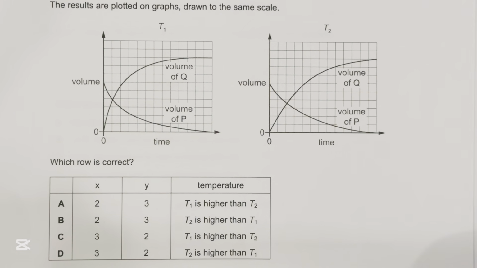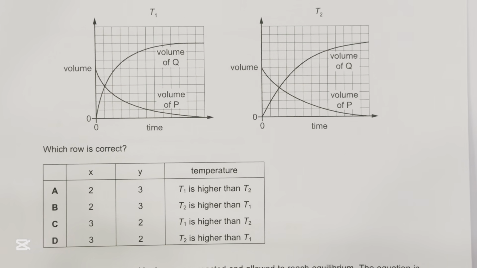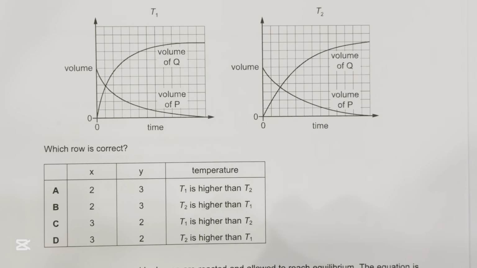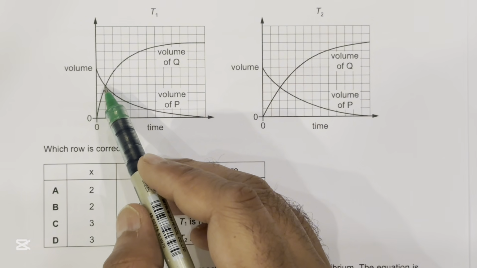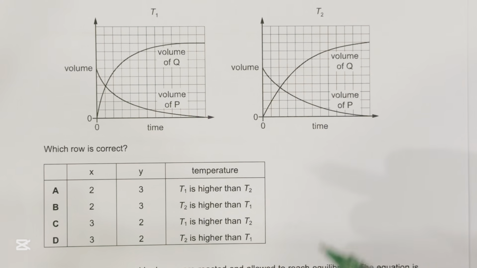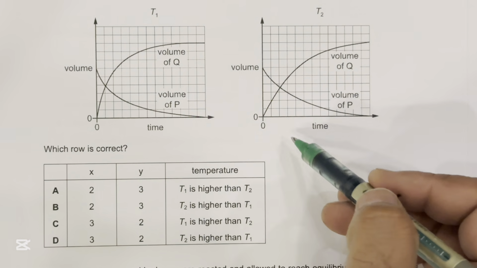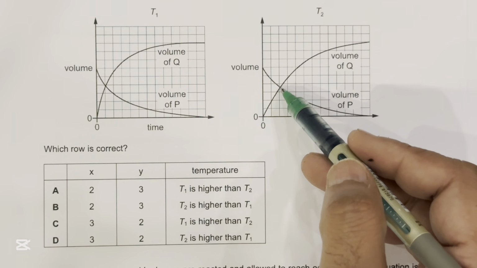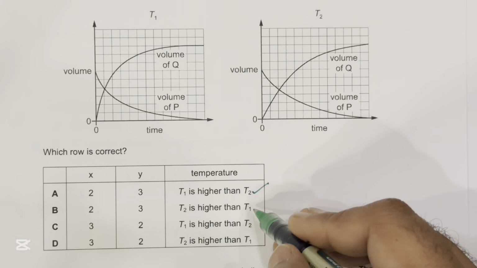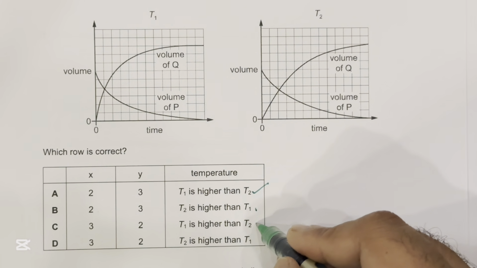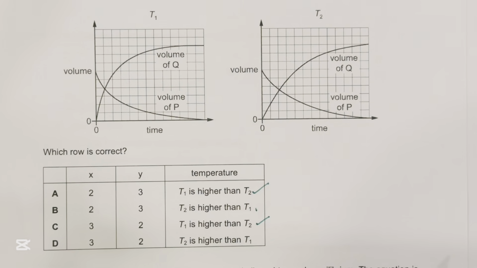Which row is correct? We have to identify it. T1 is a higher temperature than T2. We can see that because at T1 the equilibrium is established at an early point, so it means the temperature for T1 is higher compared to T2. When more time passes, the equilibrium is reached late. So T1 is higher than T2. So options A and C are the closest options.